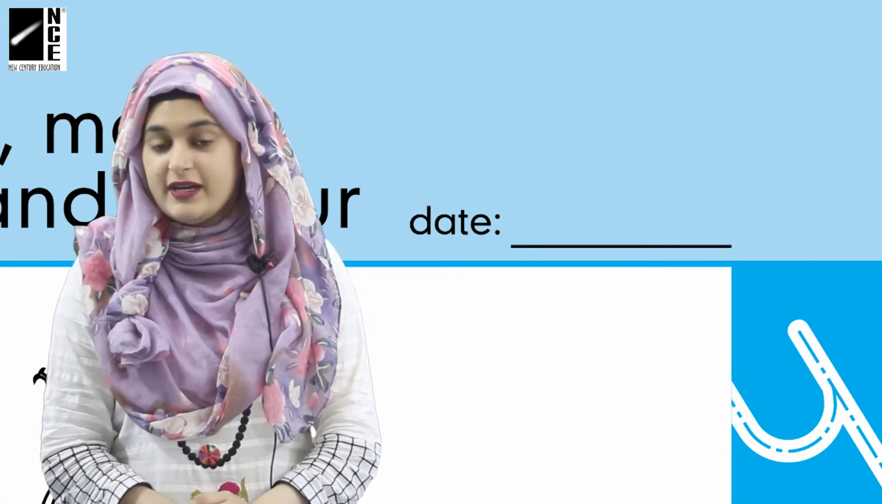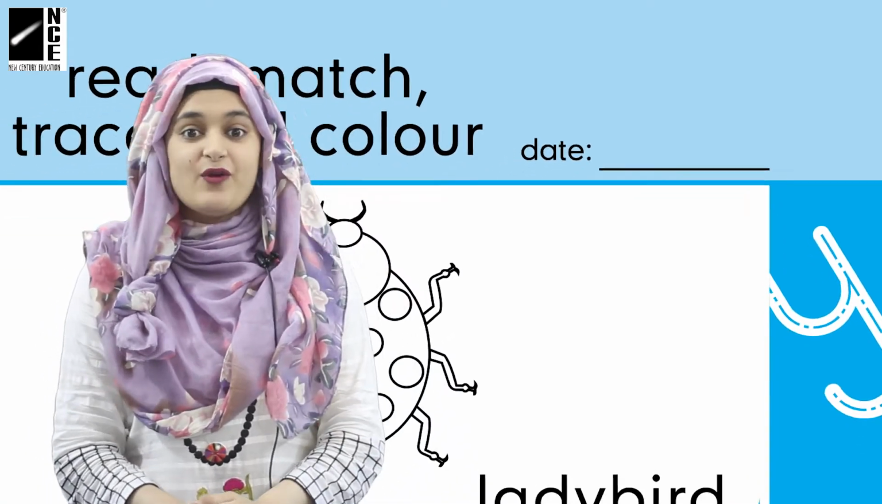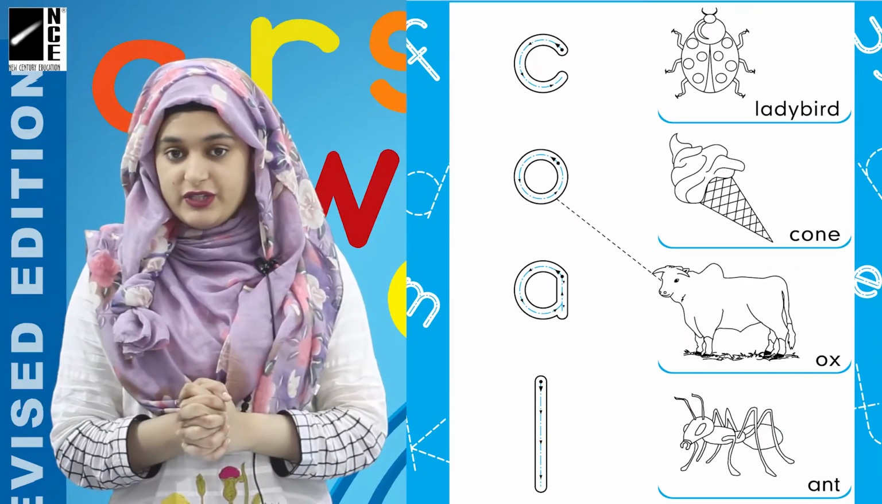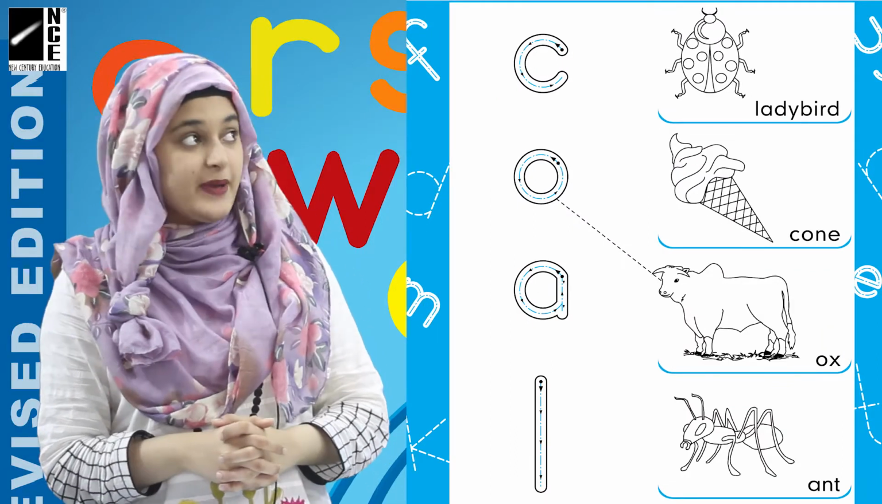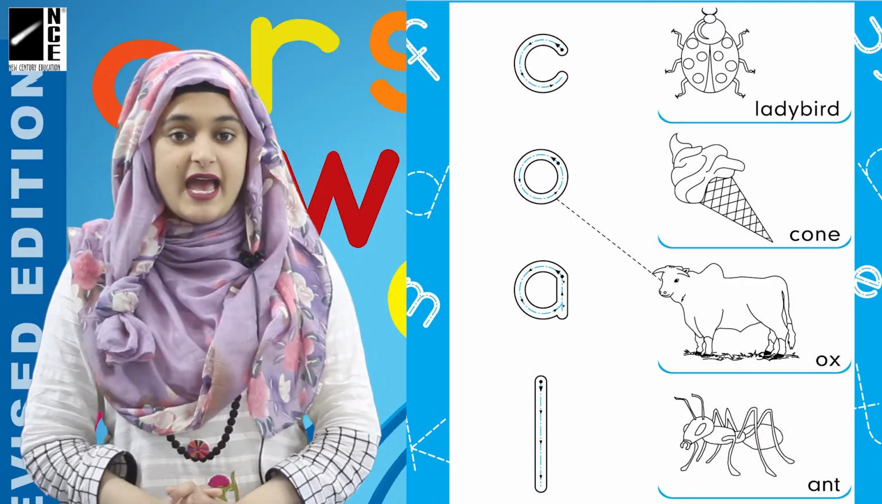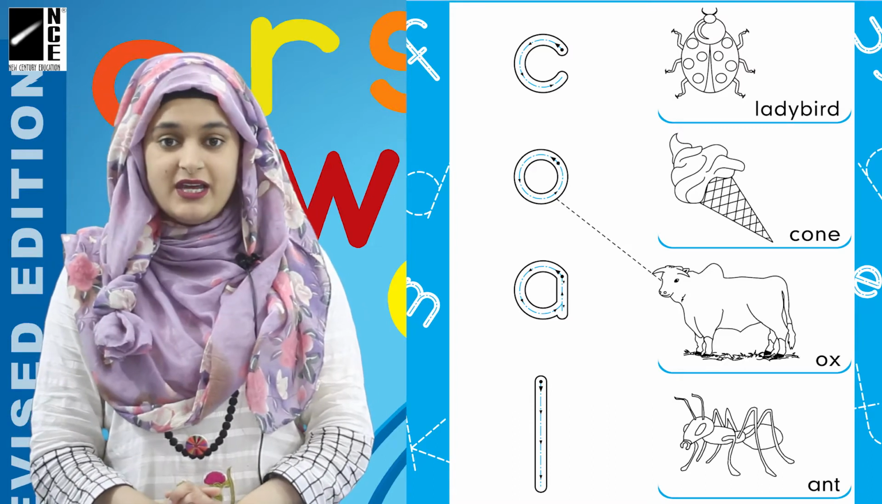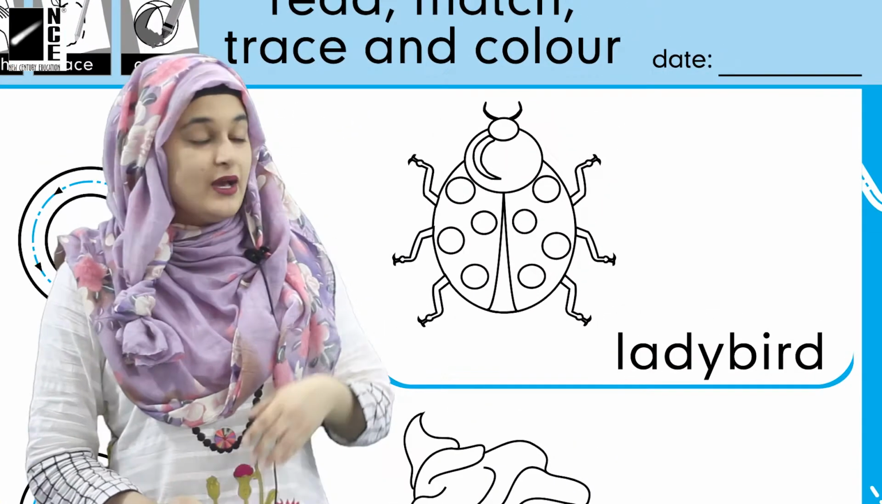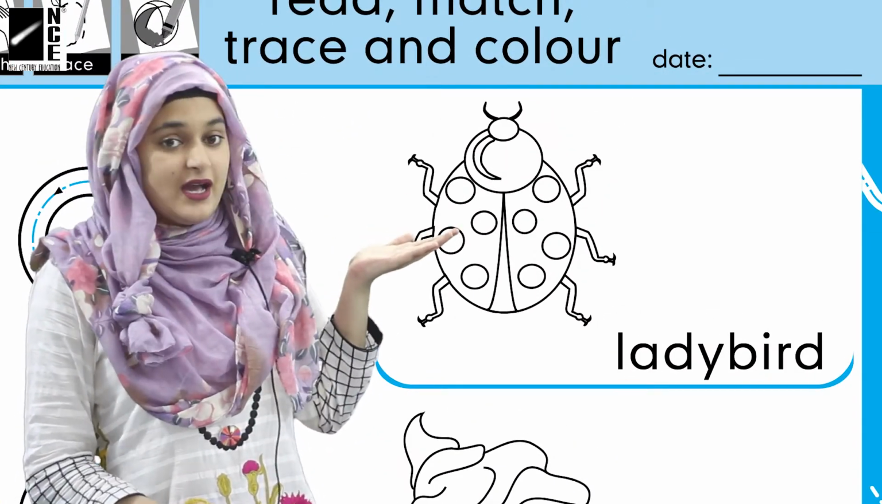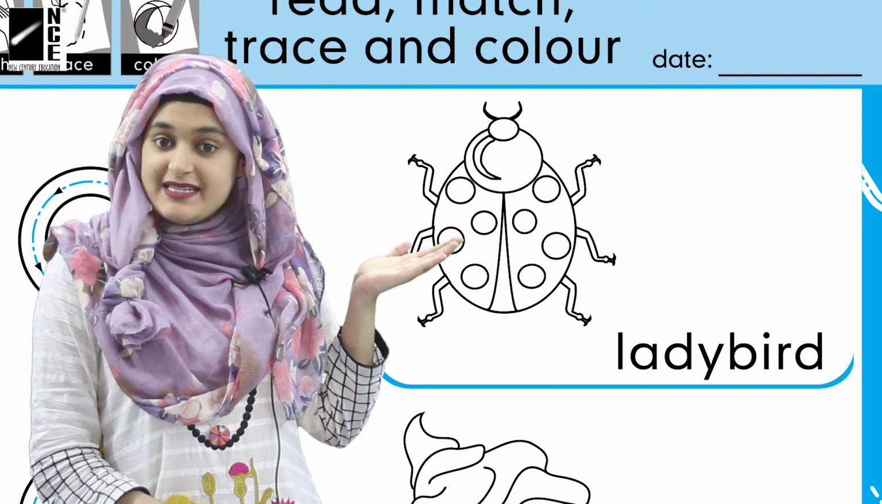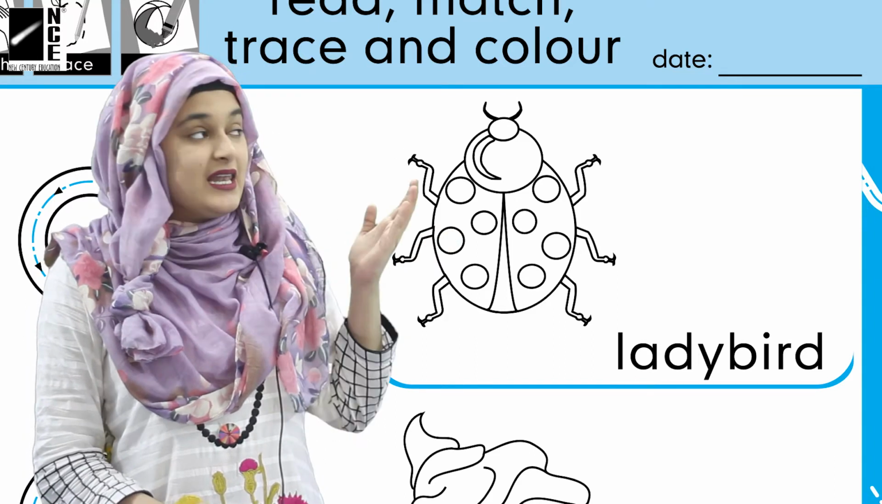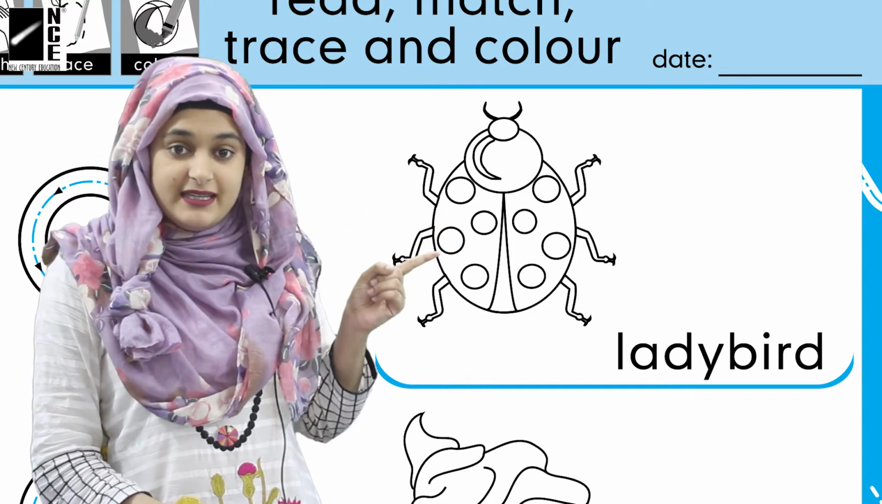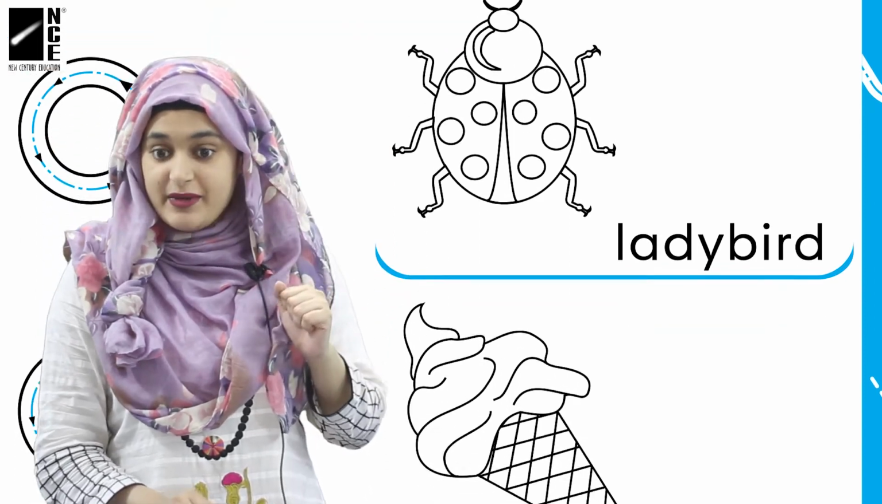Write the date over there and then let's have a look at our worksheet. So children, you can see that there are some pictures in our worksheet and there are some letters written. So let's start with the reading. Well, what is this picture? This is ladybird. Ladybird.